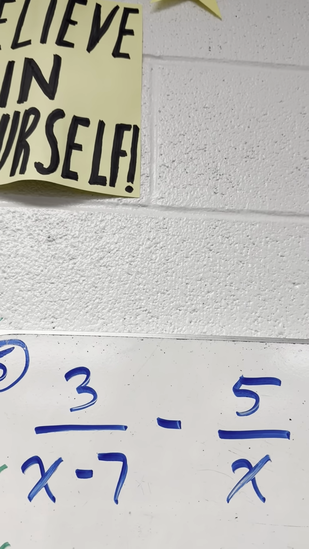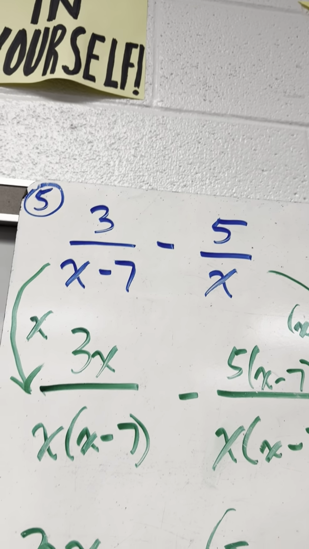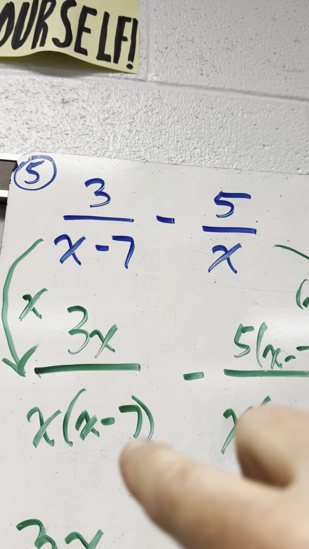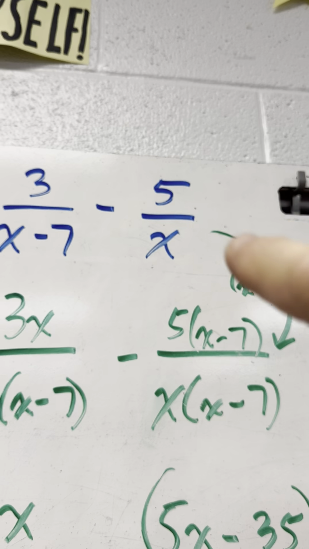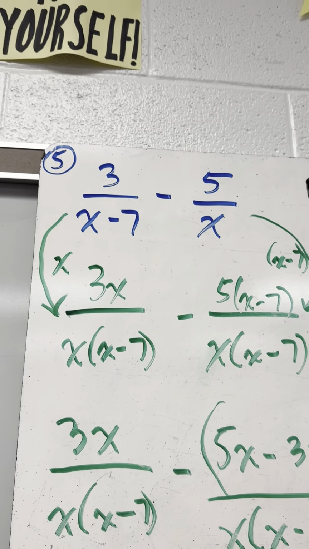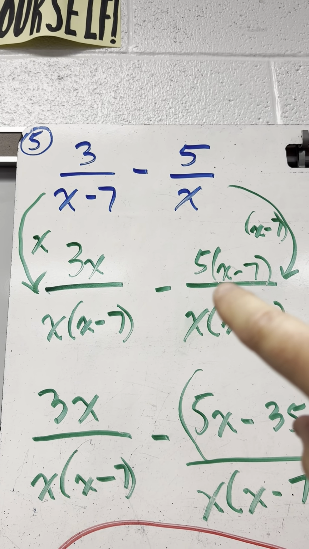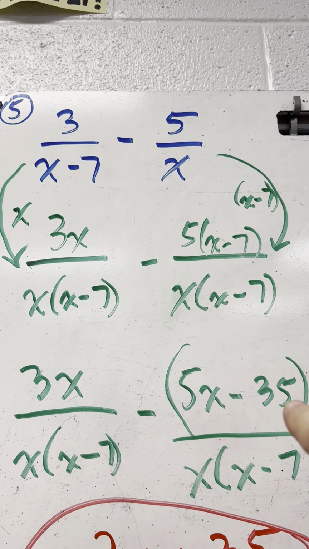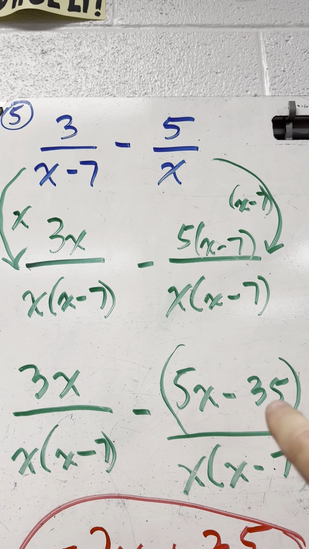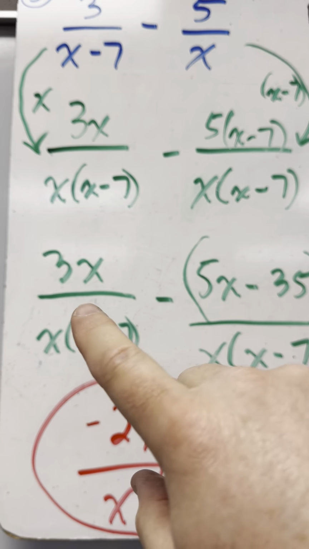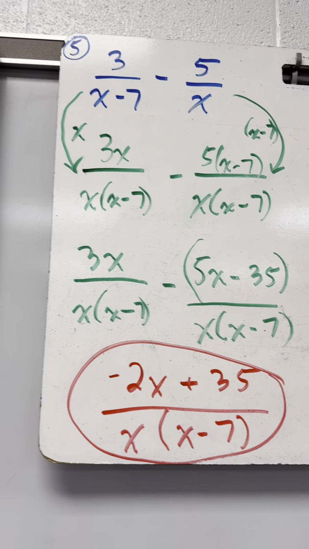What's the common denominator here? Isn't it just x times x minus 7? Okay. So this gets multiplied by x, so 3 gets multiplied by x. x gets multiplied by x minus 7, so 5 gets multiplied by x minus 7. Now, you're going to get 3x minus 5 times x minus 35, right? Now, don't forget with this minus, it's going to be minus 5x, but it's going to be plus 35, okay? 3x minus 5x is negative 2x plus 35 over x times x minus 7.